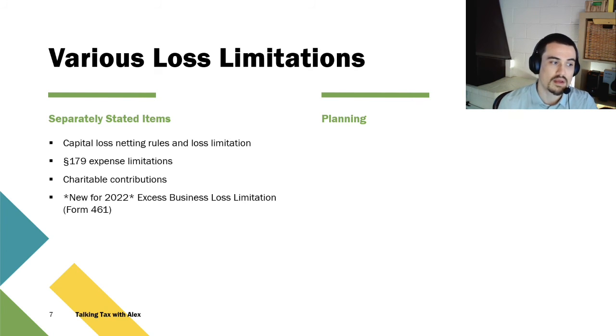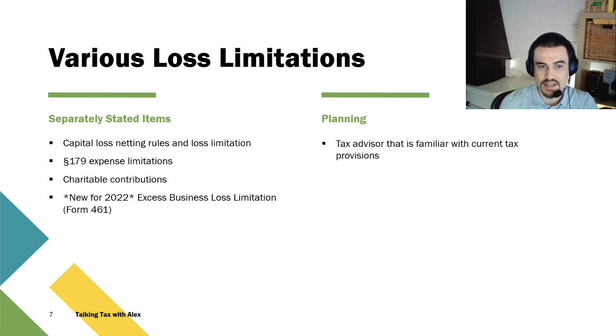And this is brand new in 2022. It was introduced in 2018. They got suspended during COVID and came back in 2022 filing. They're called the excess business loss limitation, where you can only take losses in a business of up to 500,000 for married couples, and then the rest carry forward. So if you bought a really large building and you're expecting $1 million loss, you might not be able to take all of it. It's just going to be limited. And planning tips is you want to have a tax advisor that's familiar with all these current tax provisions, like me.